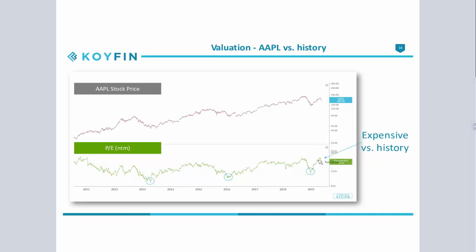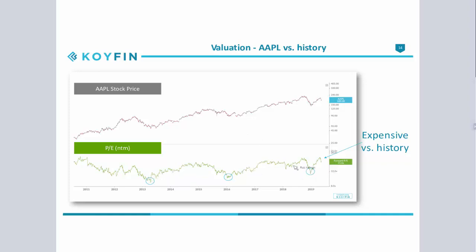Now, this isn't a screaming expensive stock versus history, but it's definitely not cheap. So the takeaway here is that it's sort of in line to a little expensive relative to history. Now, the other thing to observe here is that as Apple is in this strong uptrend, whenever you've had these counter-trend pullbacks, you had the multiple bottom between 8 and 12 times. And you could see that here.